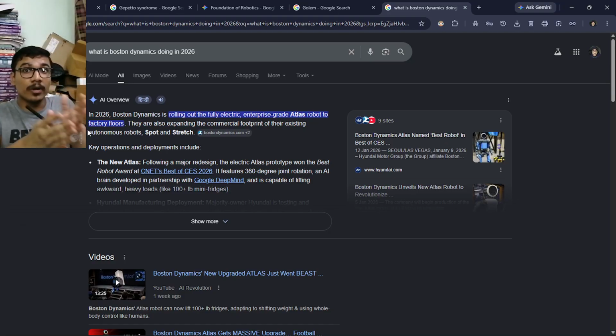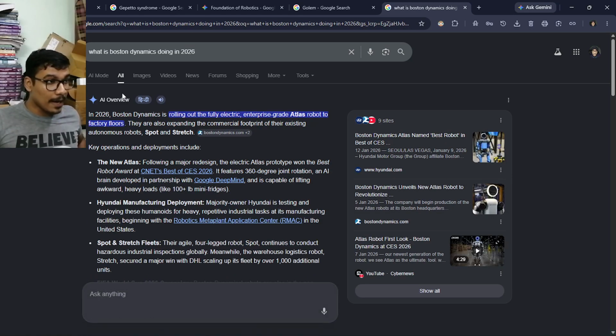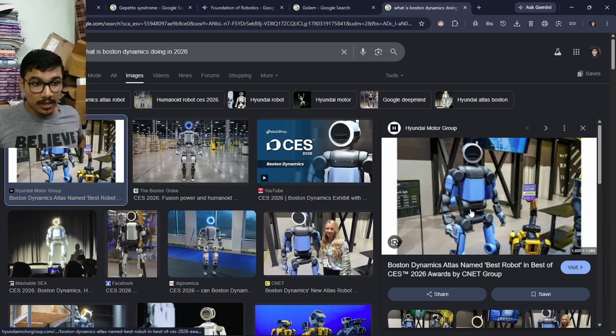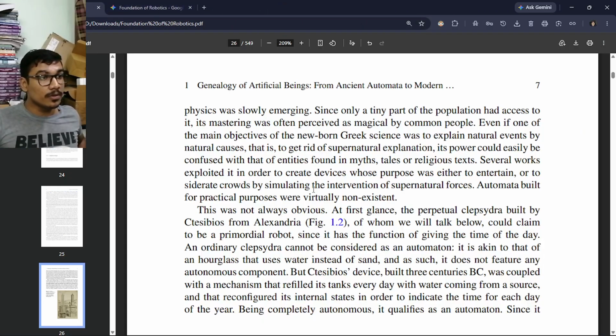So robots working in the factories rather than just a human working and loading whatever the thing is required, are also expanding the commercial footprint to their existing and autonomous robots, Spot and Stretch. Okay, so this is Atlas. Anyways, let's just get back to what we were reading.